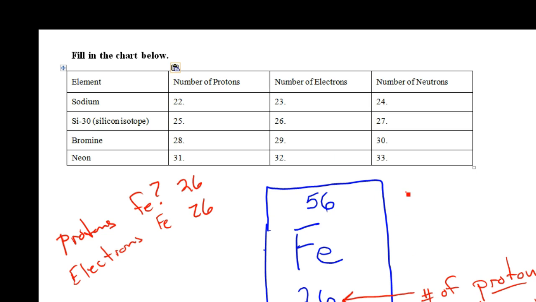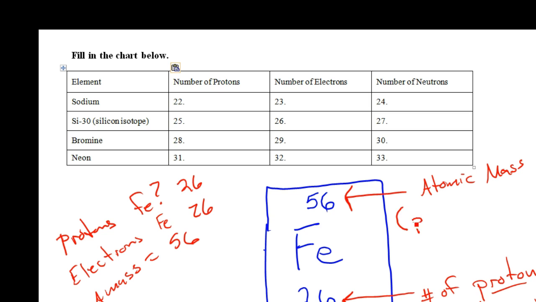All right, I'm going to run out of time here. The top number gives me information as well. The top number is the atomic mass. So if I just asked you, what's the atomic mass of iron? You would just say 56. All right, but the atomic mass is found by taking protons and adding the neutrons.